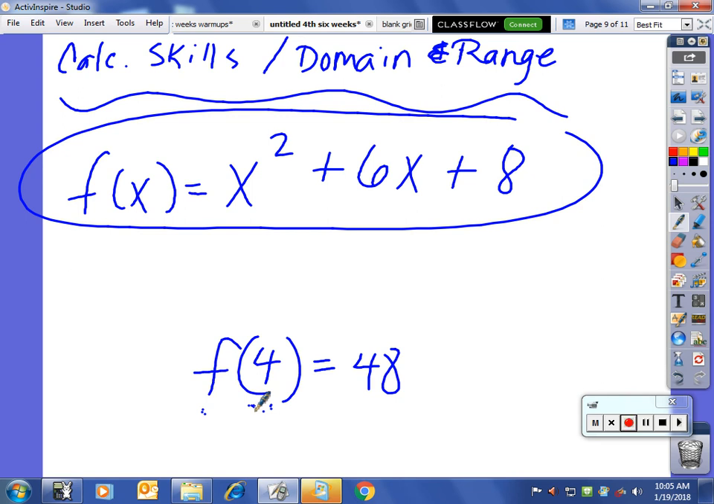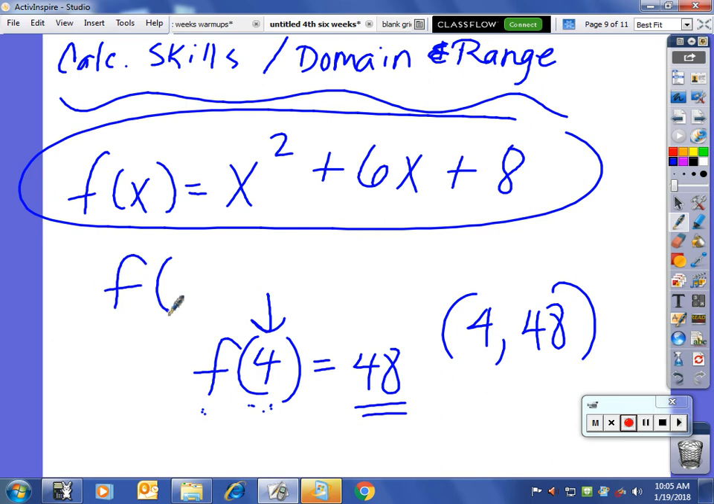Basically, this is a fancy way to tell you a point on the function. What point is on this function? 4, comma 48. This is telling you if you put in a 4 for x, guess what you get back for y? A 48. Does that make sense? That's all it means. And that's what we just did on this problem. Like we found f of negative 2.8, remember? And what did it equal? Negative 0.96. That's just another way to write an x value and the y that goes with it.